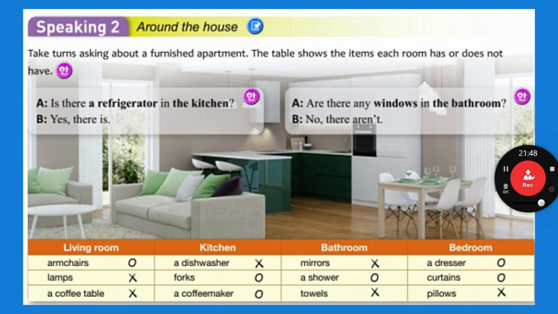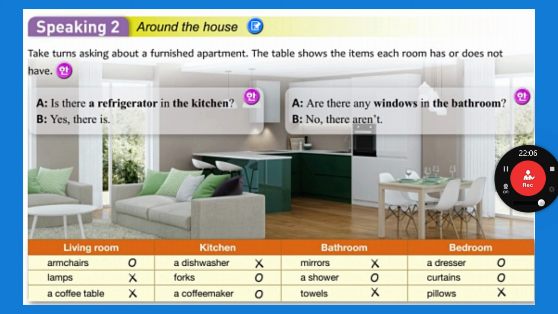Let's look at our kitchen. Is there a dishwasher? No, there isn't. Are there forks? Yes, there are. Is there a coffee maker? Yes, there is.